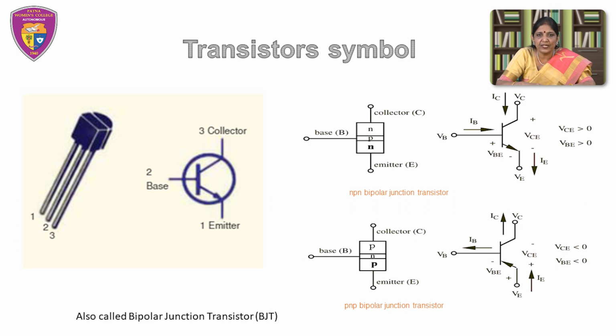For the NPN connection, it is clear that conventional current flows out of the emitter, as indicated by the outgoing arrow in the figure. Similarly, in the PNP connection, the conventional current flows into the emitter, as indicated by the inward arrow in the figure.